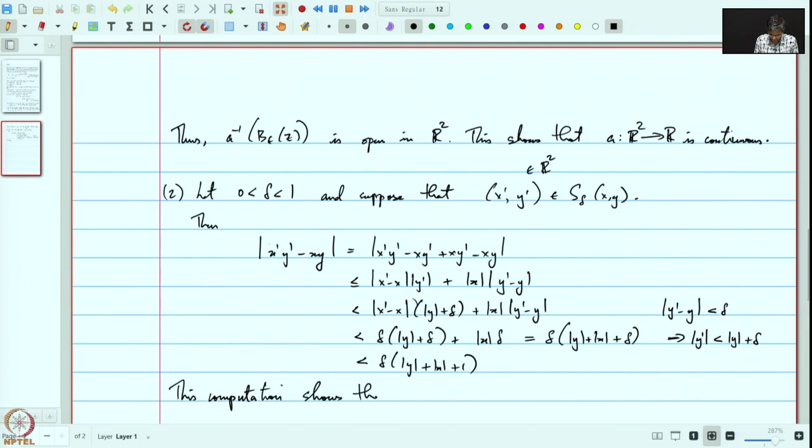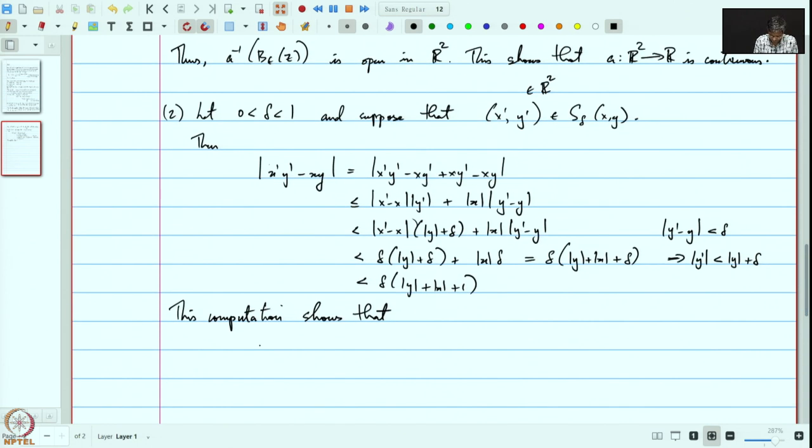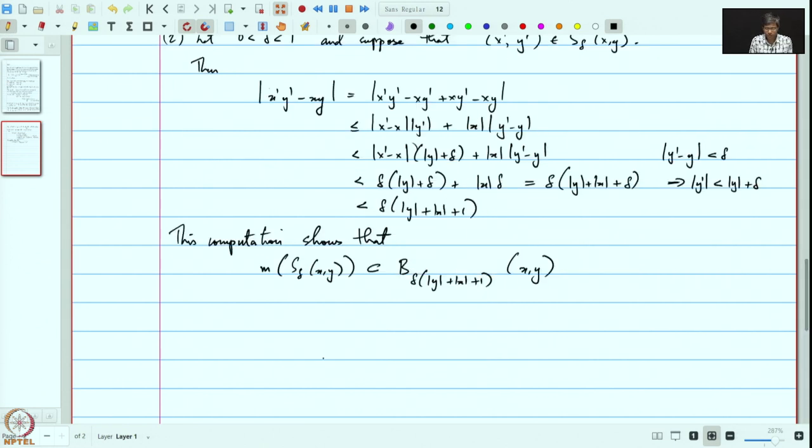Okay, so this computation shows that, so we can just rephrase this computation as, when we apply m on S_delta(x, y), this is going to be contained in B of delta into (|y| + |x| + 1) of xy. So once again, let's check why this shows this. This is because if (x', y') is in this set S_delta(x, y), then m of (x', y'), which is equal to x'y', we have just now checked, belongs to the ball around xy. Sorry, there's a typo over here.